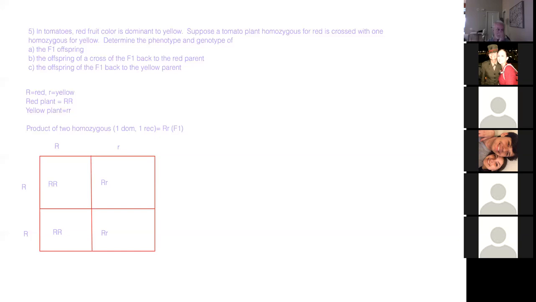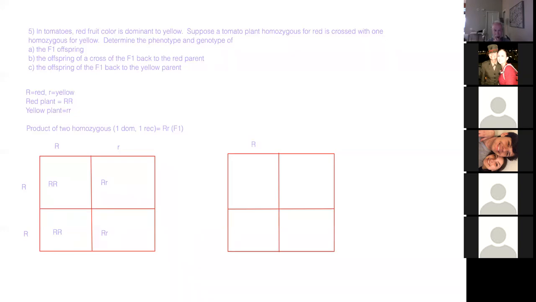Now, if I do my second cross, crossing my F1 back to the yellow parent, on the top, which is going to be my F1, I'm going to have big R, little r, and on the side, what am I going to have? What's the yellow parent? It's little r, little r.